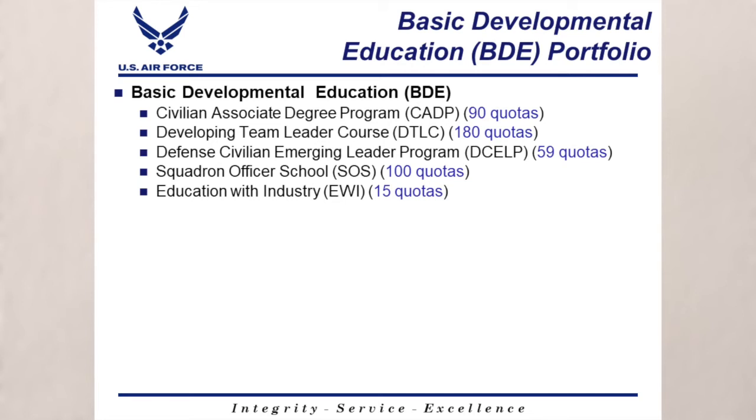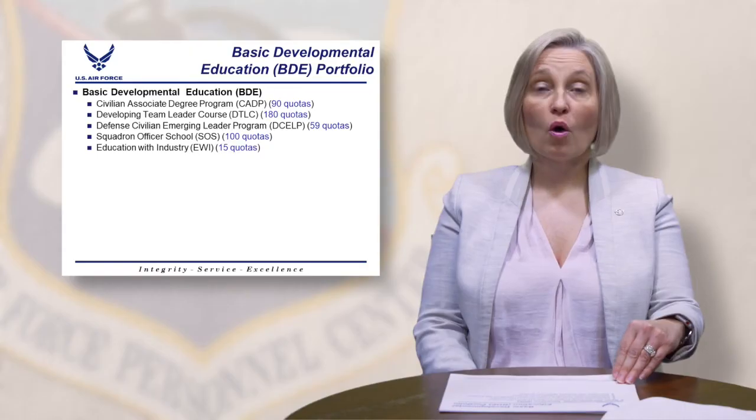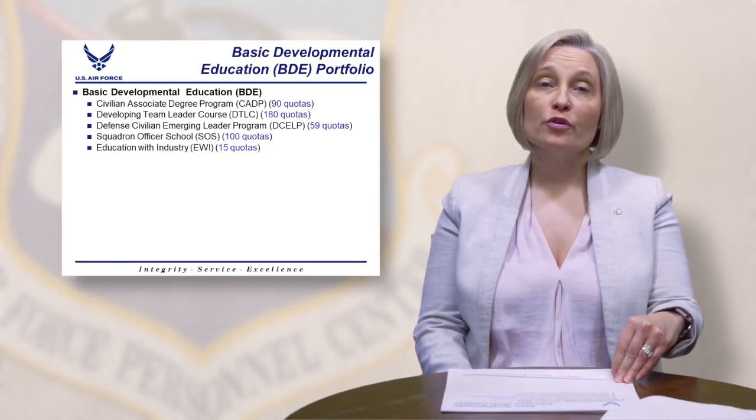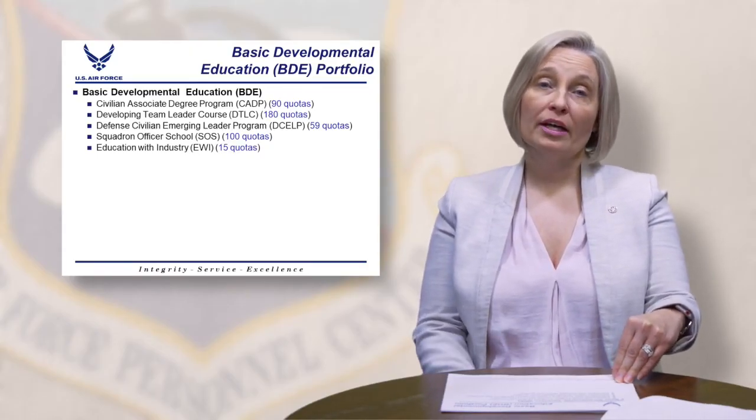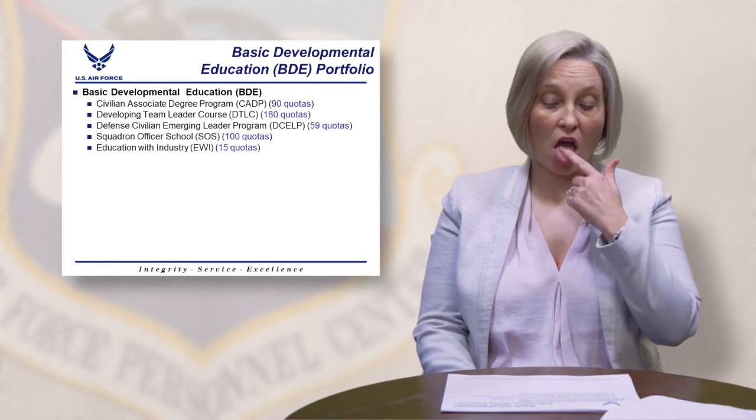So there are different categories that you may apply for during the call. The first one is basic developmental education. Typically these opportunities are for folks in the grades of GS7 all the way up to GS12 or 13 in some instances, or if you're in a different pay plan, the equivalent grade set. I won't go into each course being offered, but if you go out to the MyPers website, you'll be able to research each one.